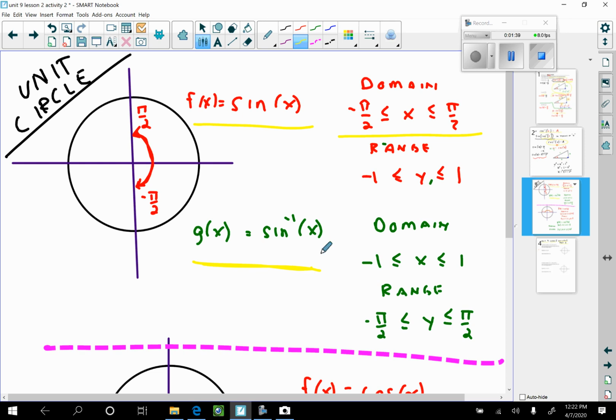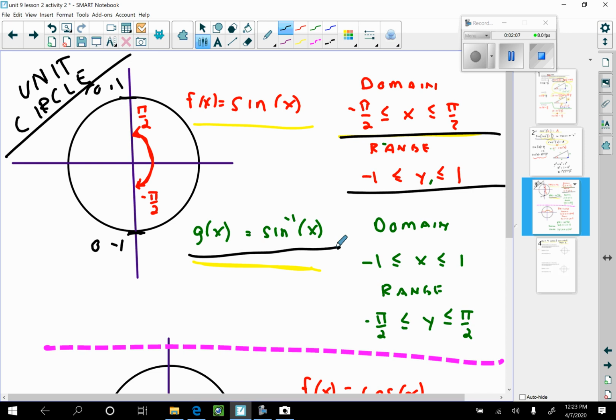I notice here that the range of sine is always between this y value, -1, and this x value, 1. So my sine output is going to go from -1 to 1. The range is from -1 to 1, and the domain is from negative pi over 2 to pi over 2. That allows me to talk about the inverse sine.